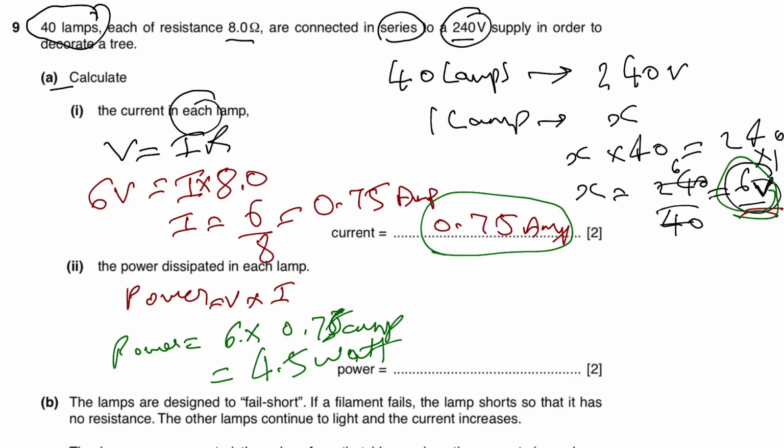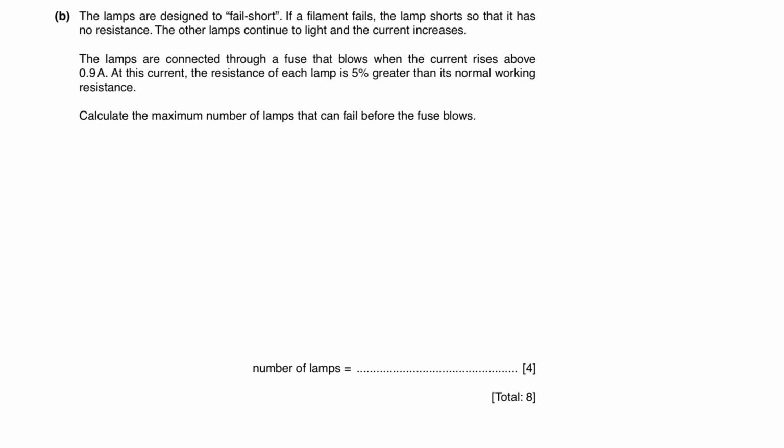Now we will do the second part of the question, which is tricky. Here the lamp is designed to fail short. All these lamps are arranged in series, so if one lamp fails, the others will stop working because it is in one line. But they have put in this fail short feature, so if one of the lamps fails, it will not affect the other lamps.